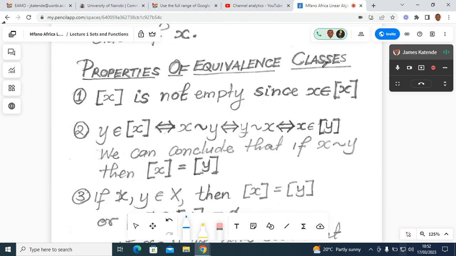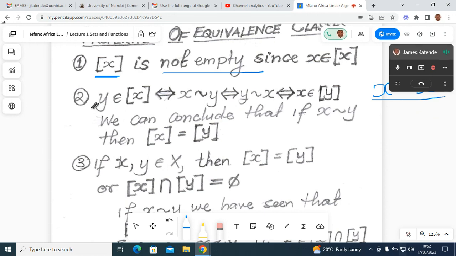So the properties of equivalence classes. One is that if given any element from X, the equivalence class will be non-empty. It will not be empty because for an equivalence relation, every element is related to itself. So as a minimum, this is true. The relation is reflexive, and therefore the equivalence class will, as a minimum, contain the element itself. So it will never be empty.